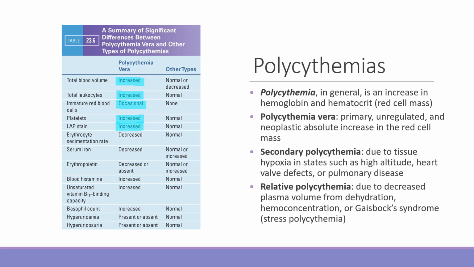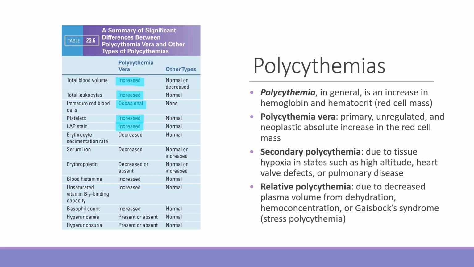Serum iron is going to be decreased in polycythemia vera because, again, it's just utilizing all of its resources as fast as it can. But in other polycythemias, we're going to have a normal or an increased iron. Erythropoietin may be decreased or completely absent in polycythemia vera. And again, that's because that JAK2 gene mutation is going to hijack erythropoietin so that hematopoiesis can occur without the influence of erythropoietin. And then in other types of polycythemias, it will be normal or even increased.